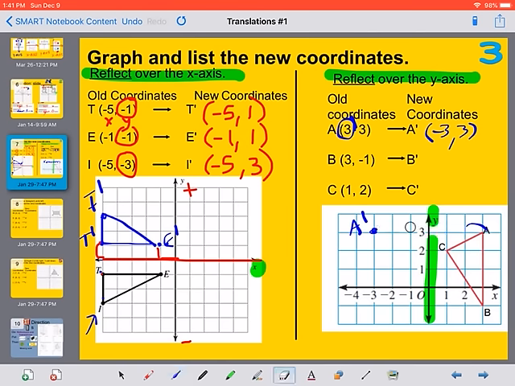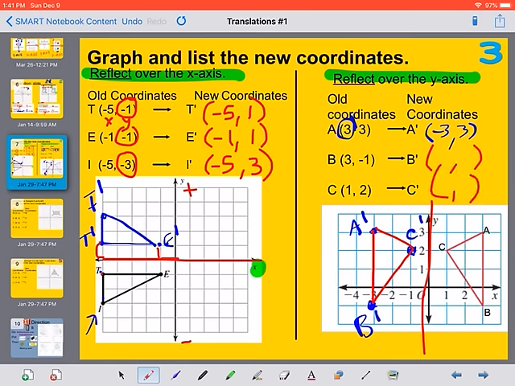So there's A. Now we can also reflect B and C. B is 1, 2, 3 away, so 1, 2, 3. There's B prime on the other side, and C is only 1 unit away, so 1 on the other side, there's C prime. We need to connect all of our dots to draw our new triangle. And it should match or reflect perfectly across the y-axis.